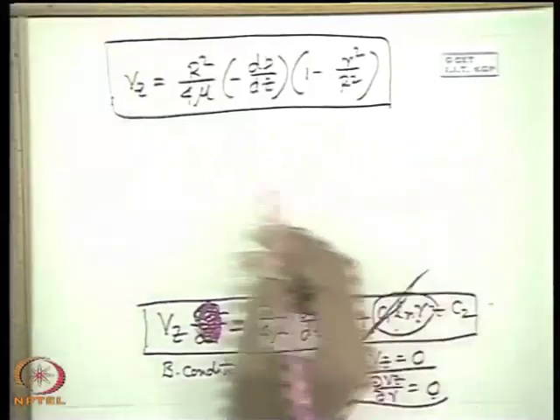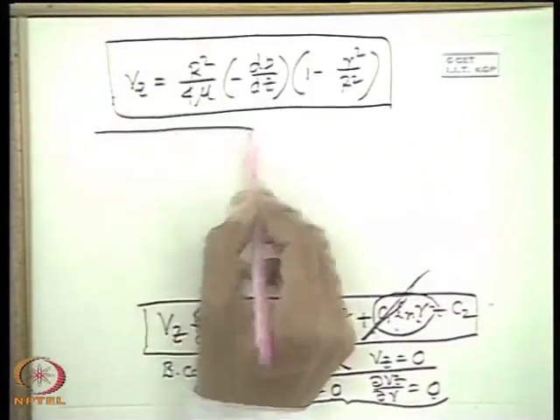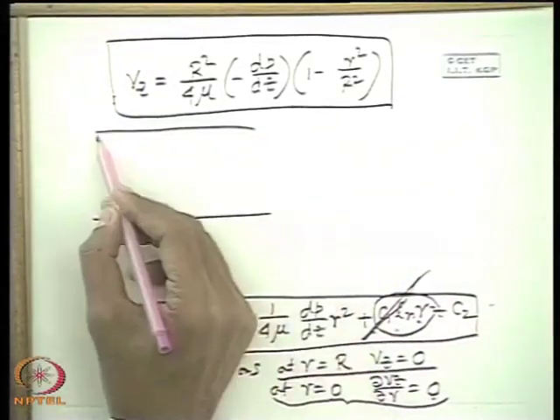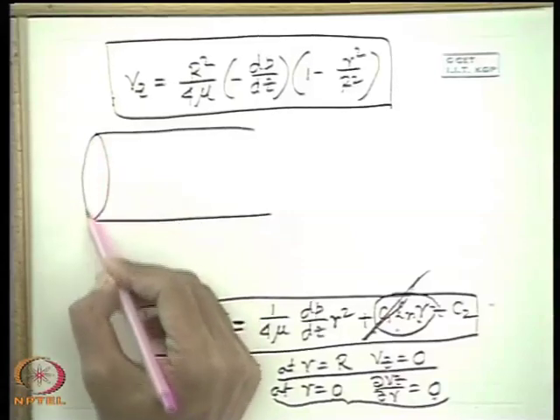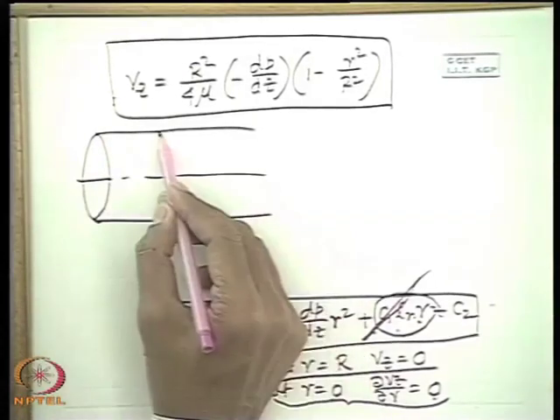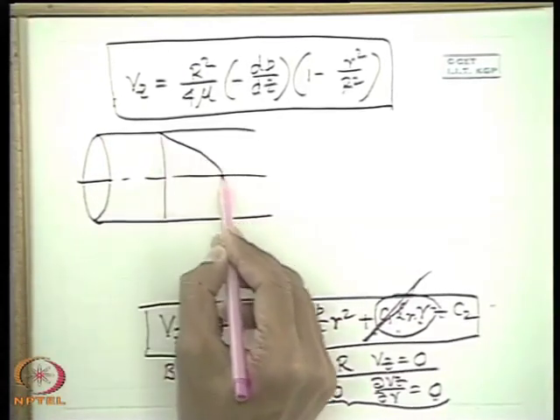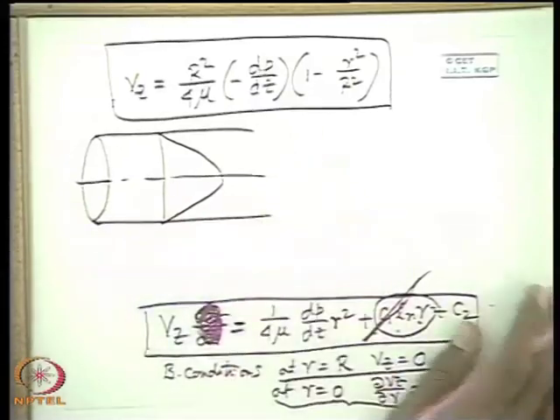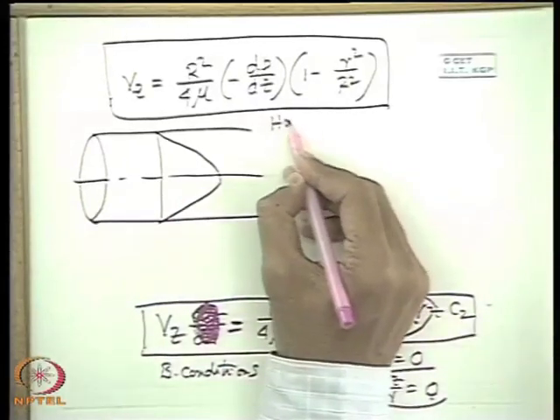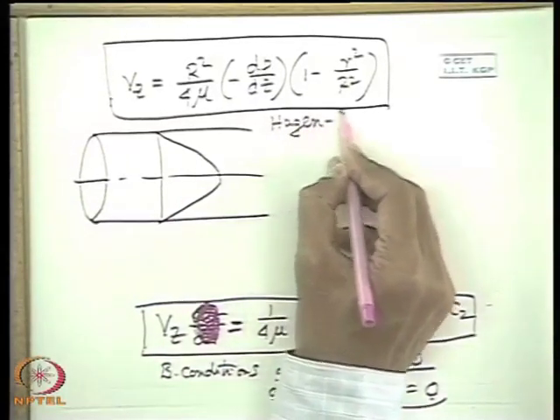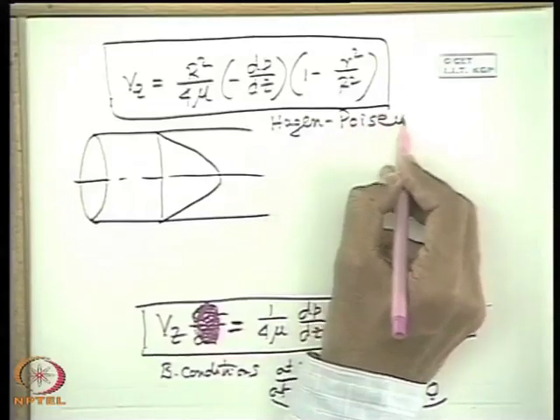That means if you draw it, again I am drawing this, it is again sort of a parabola. It has to be a parabola. We have seen the quadratic equation. This is known as the Hagen-Poiseuille equation, or simply the Poiseuille equation.